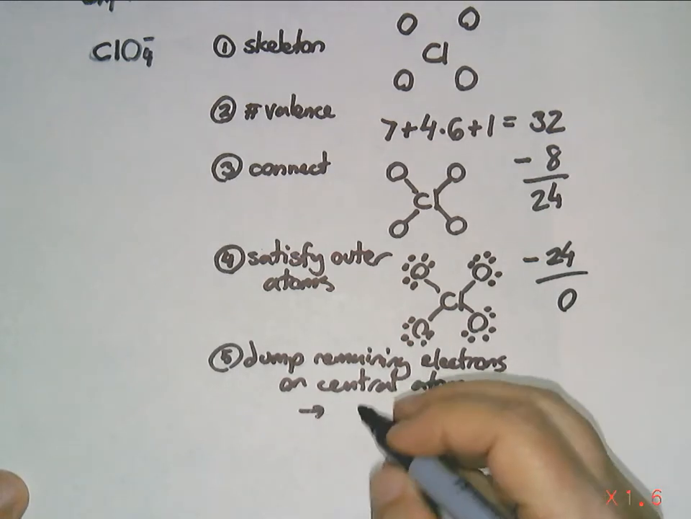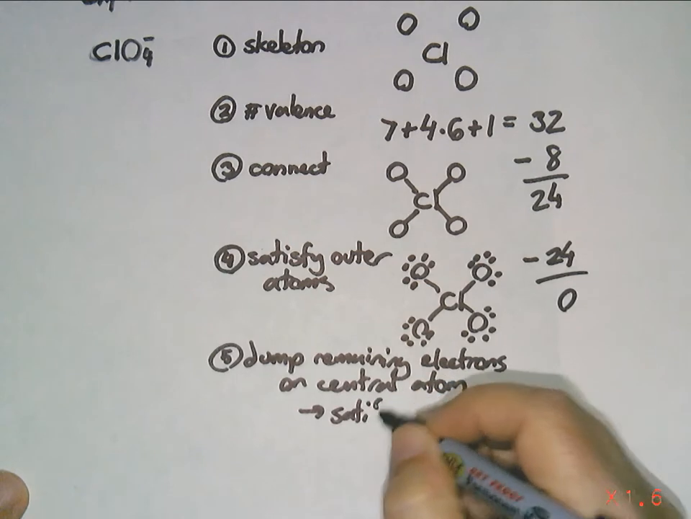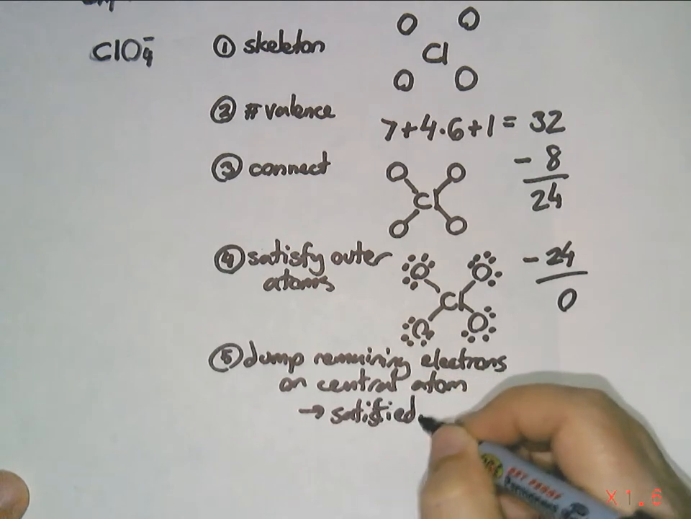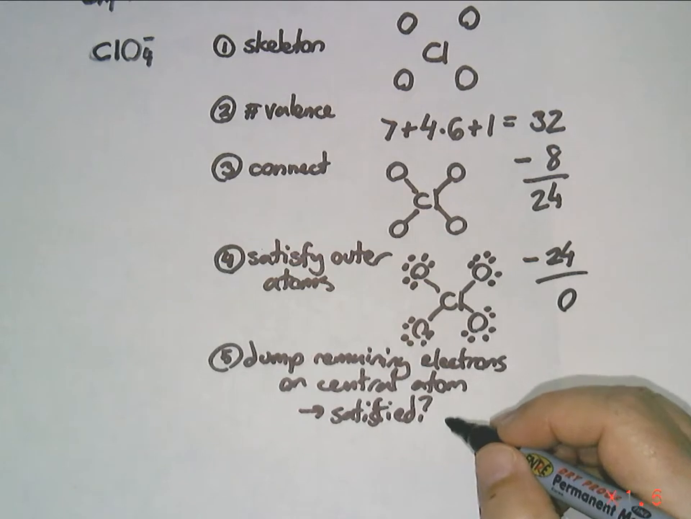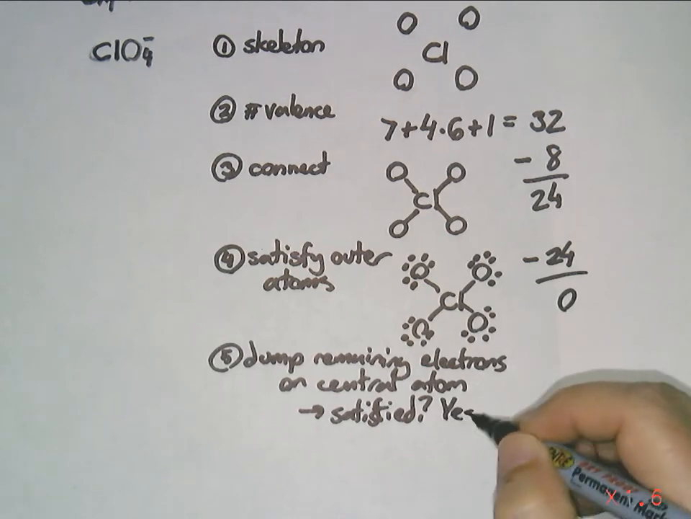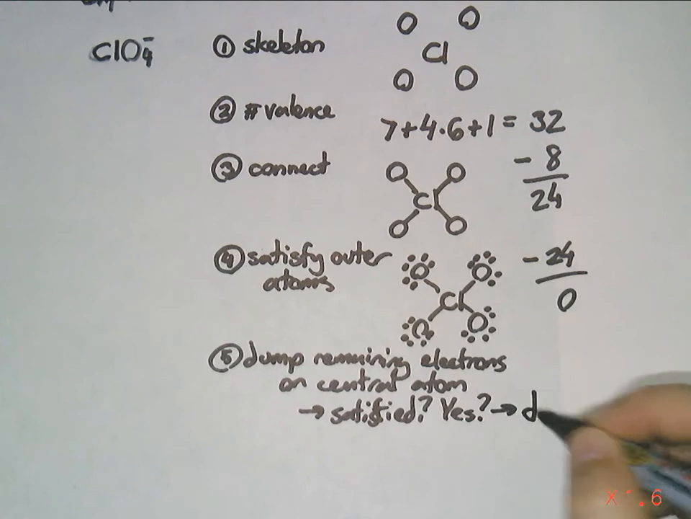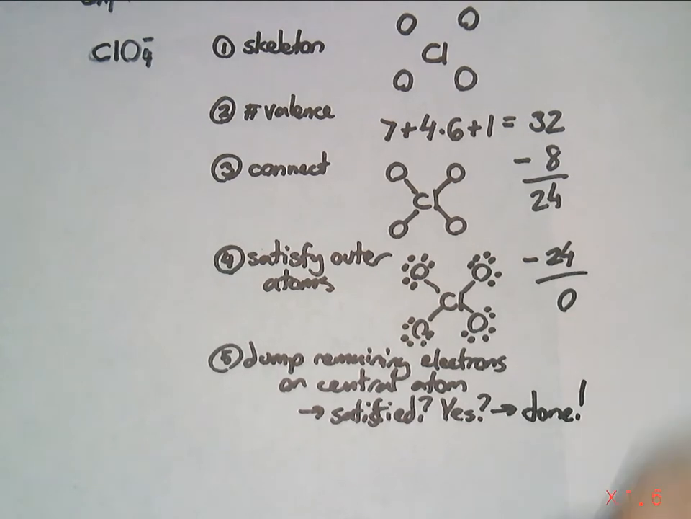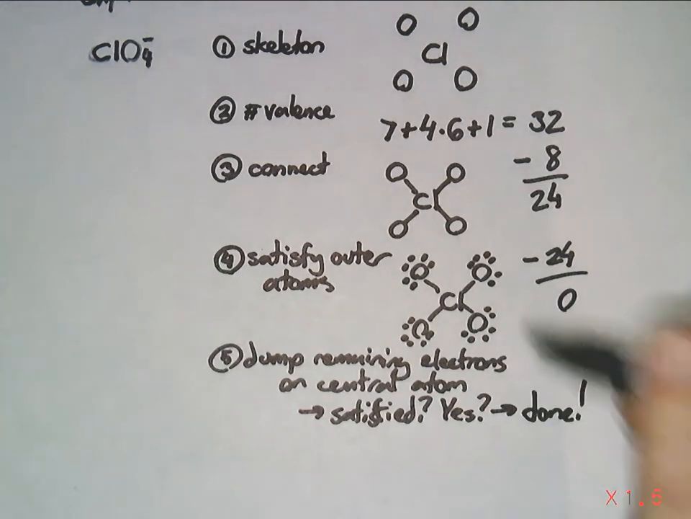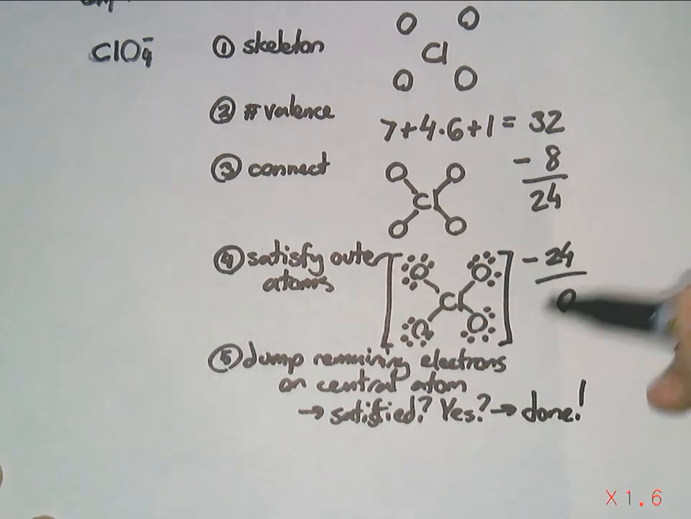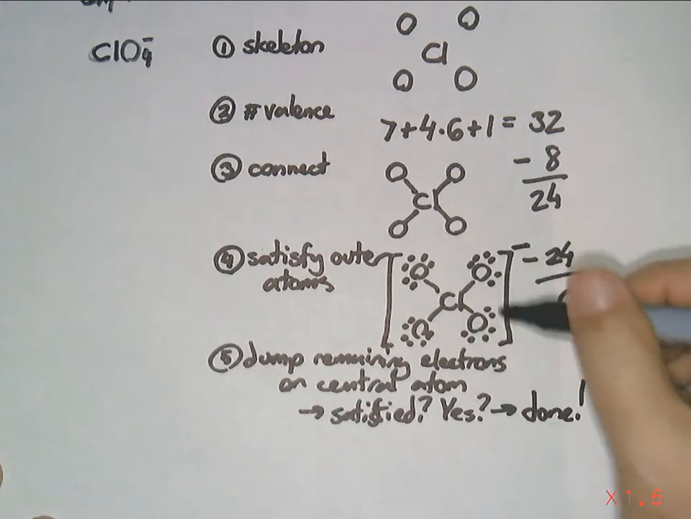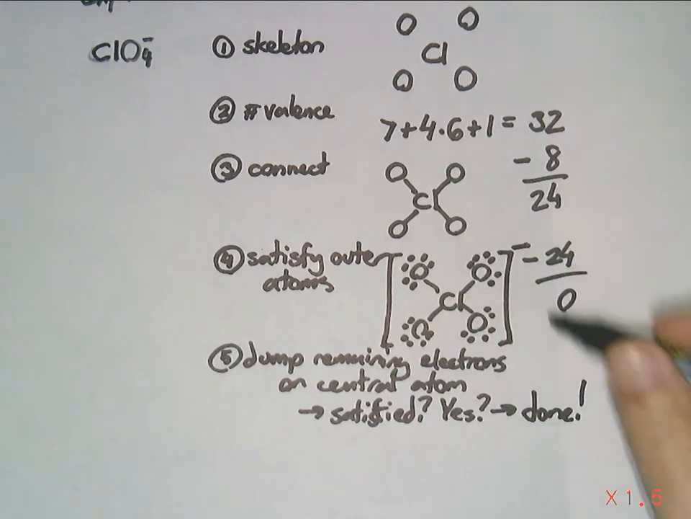Is it satisfied? Now, it looks like it is. It looks like it's got an octet. So I'd say yes, and then I'm done. And if I was a B student, I'd probably stop here. I'd be happy. I'd write this down. And of course, to finish it off, since it has a -1 charge on it, I would lose a point if I didn't put square brackets around it and put a minus sign on it.